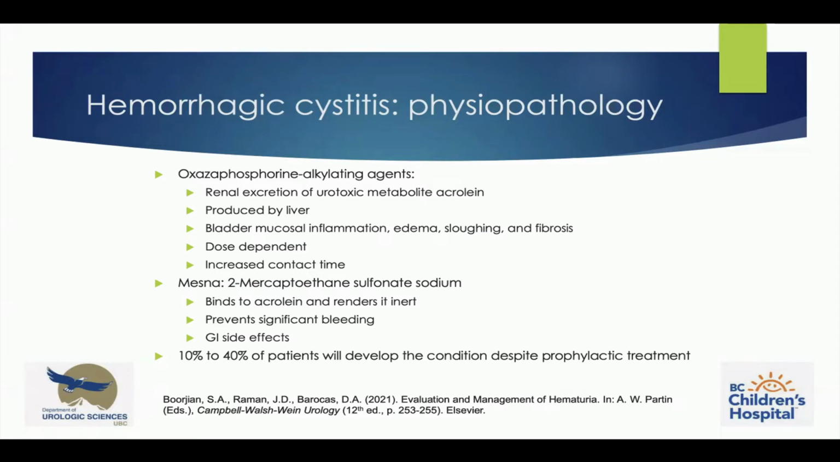doesn't help. And something that we can give to patients to prevent that is Mesna. So this binds to acrolein and renders it inert and is supposed to prevent significant bleeding. The side effects of Mesna are mostly gastrointestinal, and apparently it has a really bad taste. But unfortunately, 10 to 40% of patients will develop the condition despite prophylactic treatment.